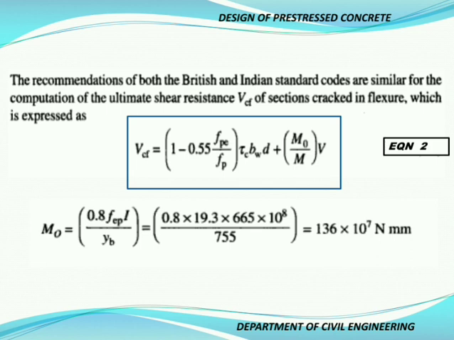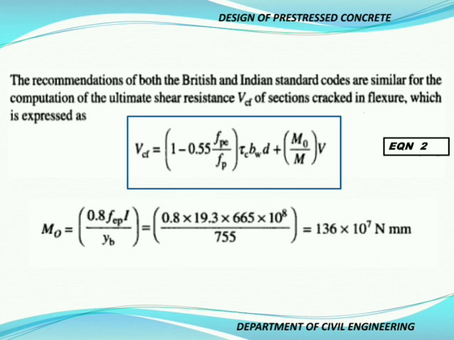Here BW is known, small d, that is the effective depth, is known. We need to find tau C. So mark it. We need to find tau C plus M naught by M into V. Here we know the value of M and V. M naught needs to be found out. Again, the formula for M naught is mentioned in the code book. Need not worry about it.